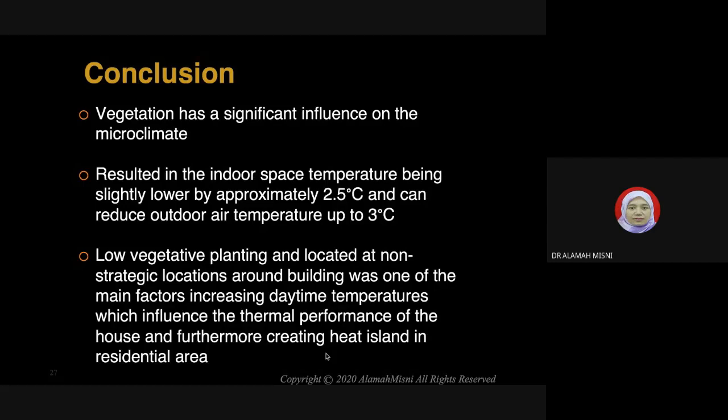So the strategic location actually refers to the sunset and sunrise. During sunset, the direct solar radiation will reach our building envelopes. So when we put vegetation in strategic locations, for example, we plant our vegetation in the east and west, indirectly it can produce shade for walls and also for the roof, especially during early morning and also during the peak time of the day, at 11 to 3 o'clock every day. So this is the meaning of strategic location.